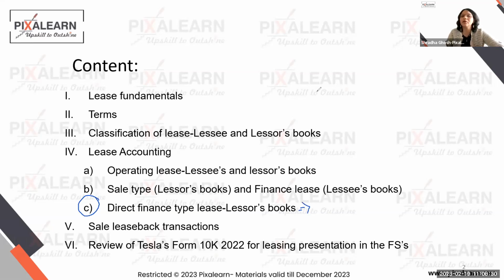So in fact, even in your CPA syllabus, you will see that we are just going to touch upon the concept of direct finance type lease, but we're not going to talk about it in great detail, because the working for this is really cumbersome and outside the scope of the CPA syllabus. If you are able to crack the first two kinds really well, which means the operating and the sale type lease, we have finished the job.